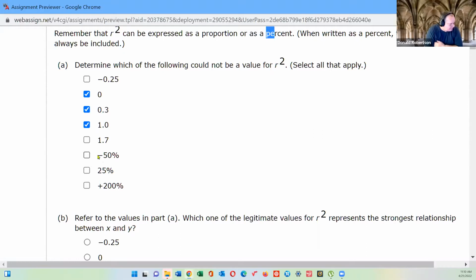Now, 50% is okay, and so is 25%, because R squared, if you write it as a percentage, right? Why am I saying negative? Take that out, that's wrong. It could be +50% or +25%. It can't be negative and it can't be more than 100. So R squared takes values from 0, where there's no fit at all and the data is just all over the place, up to 100%, and an R squared of 100% is a 100% fit.